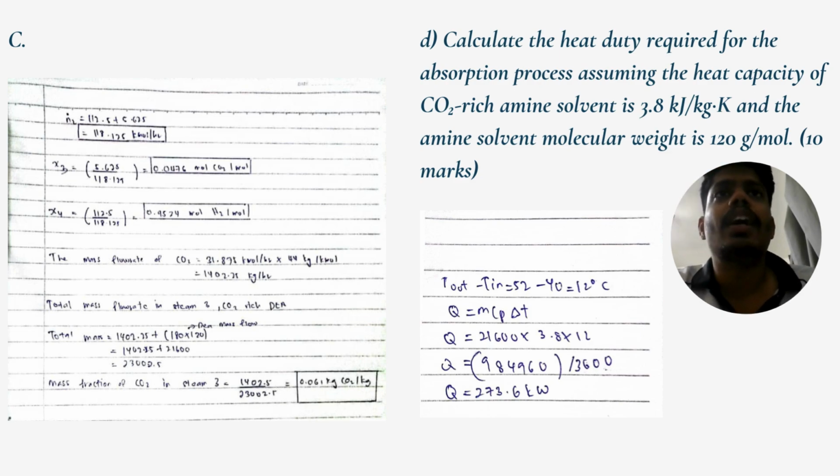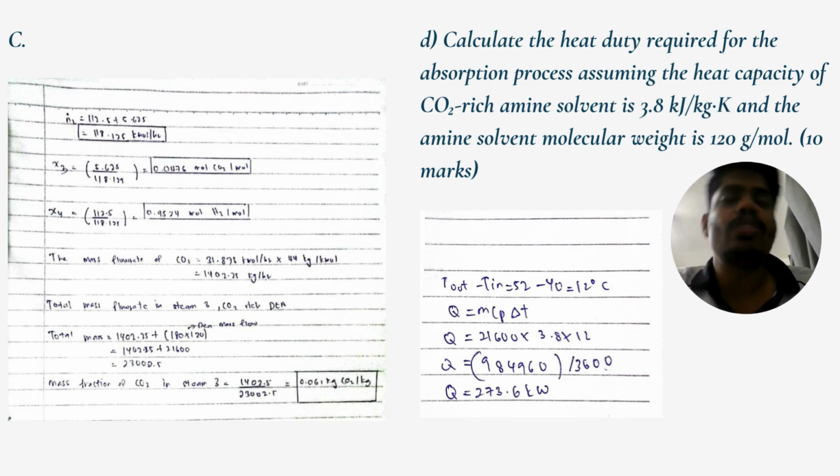Now let's look at question D, which is to calculate the heat duty required for the absorption process, assuming the heat capacity of the CO2 rich amine solvent is 3.8 kJ per kg K, and the amine solvent molecular weight is 120 g per mole. To solve this, first we have to calculate the temperature difference. The temperature out minus temperature in, which is 52 minus 40, which is equal to 12 Celsius.